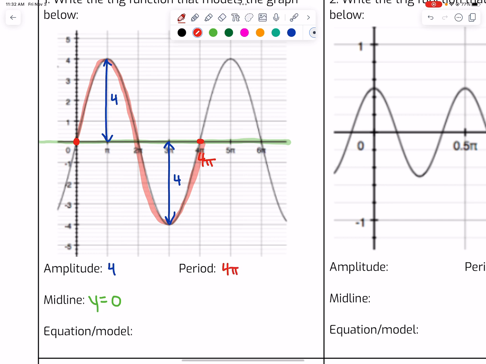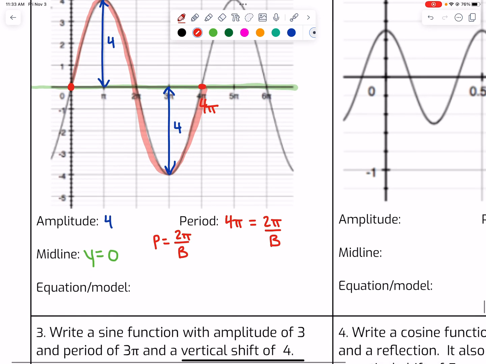So I need to say 4 pi equals my period, which is 2 pi over the frequency, which is b. Because period is always 2 pi divided by b. I'm going to write that right there. So that's where I get my formula from. So I got to figure out the b value.